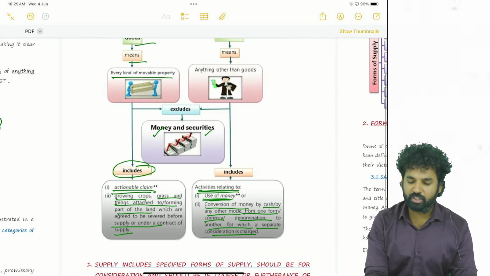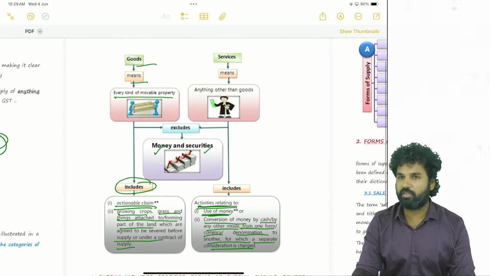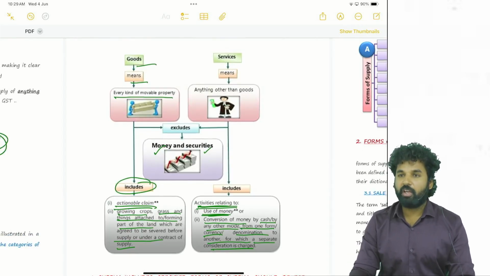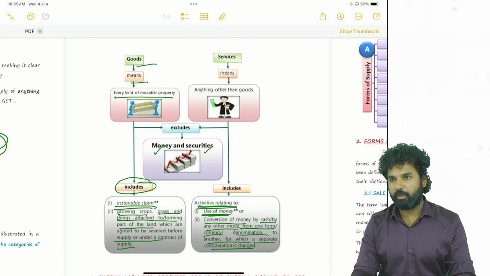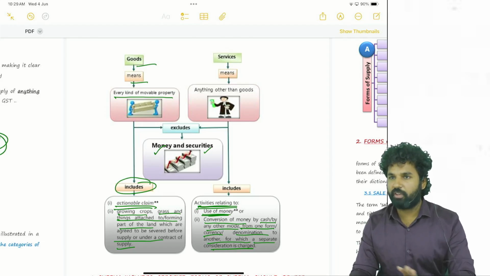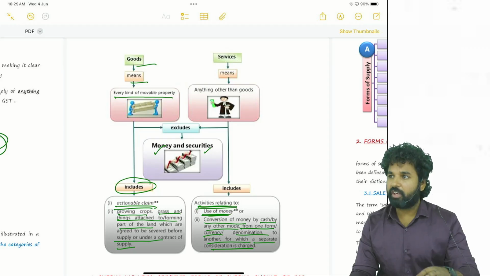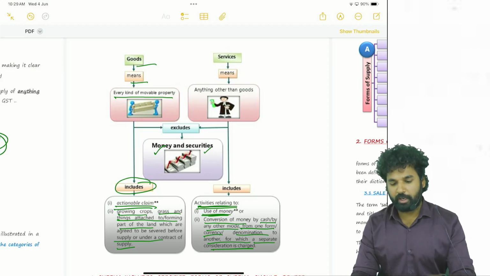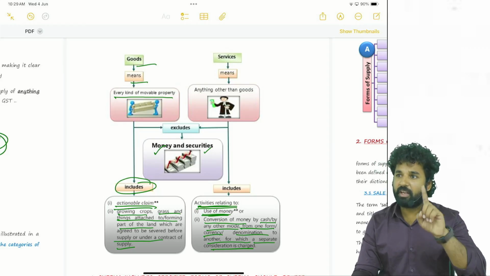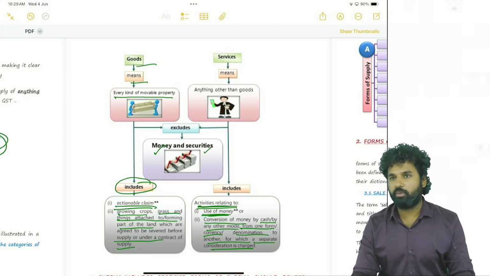You got the definition of goods and services? Goods means any kind of movable property. Immovable property cannot come under the definition of goods. Even an actionable claim, and even future goods, can be treated as goods. Money is not a good, and securities are not goods.